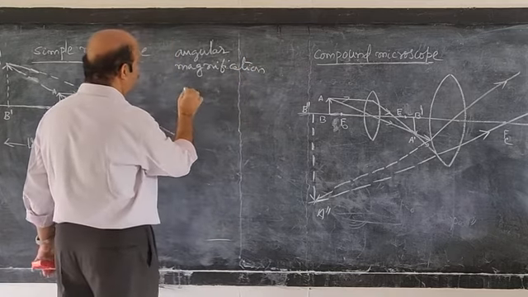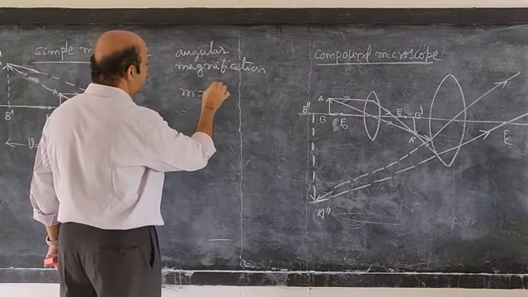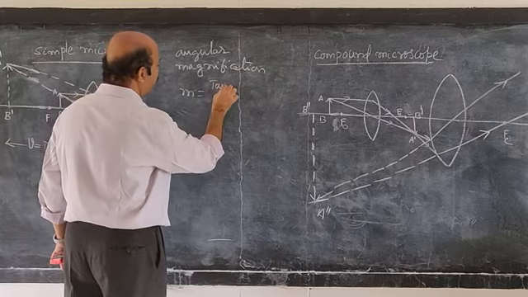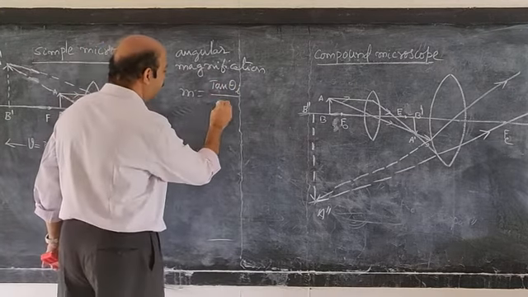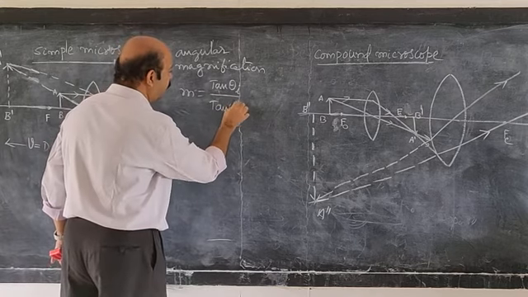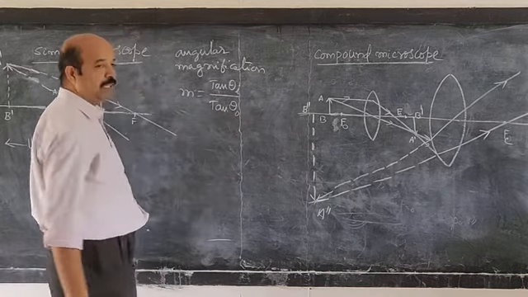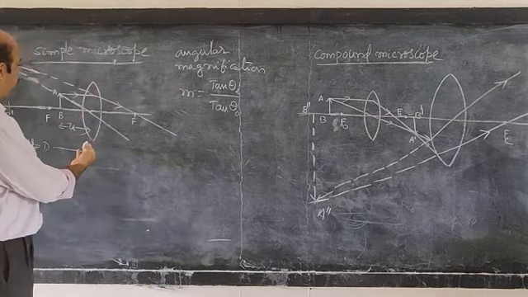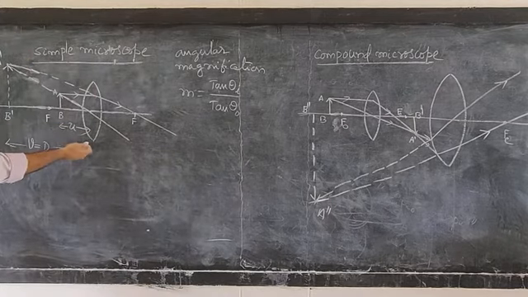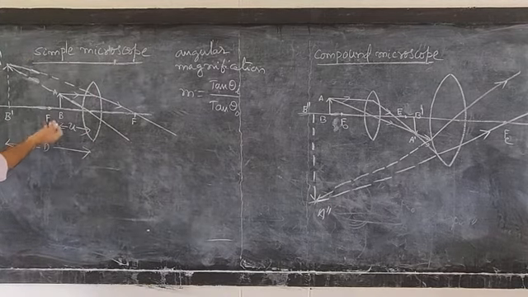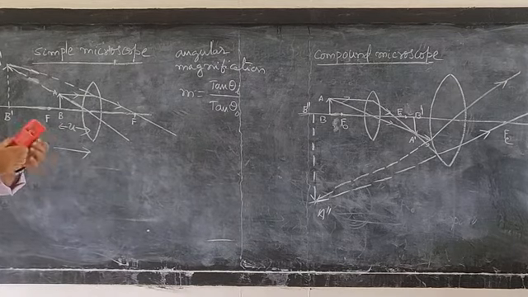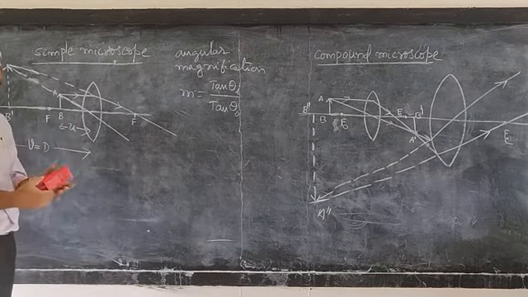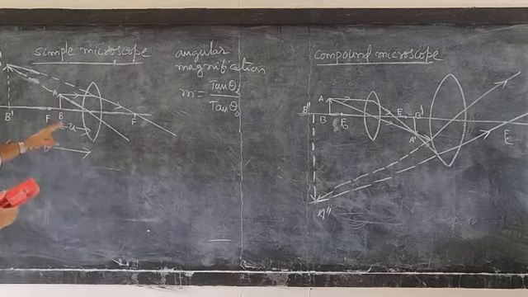Suppose we define it like this: the tan of the angle made by the image at the eye, divided by the tan of the angle made by the object at the eye. So here I have shown you a convex lens, in front of which the object is kept. To see the magnified image, the object should be at a distance less than its focal length. So like that I have shown here.